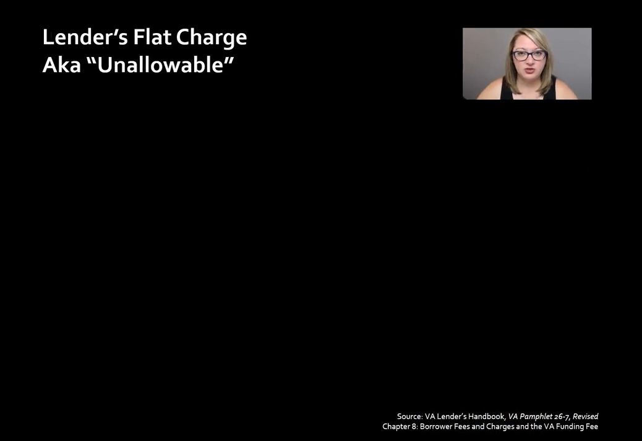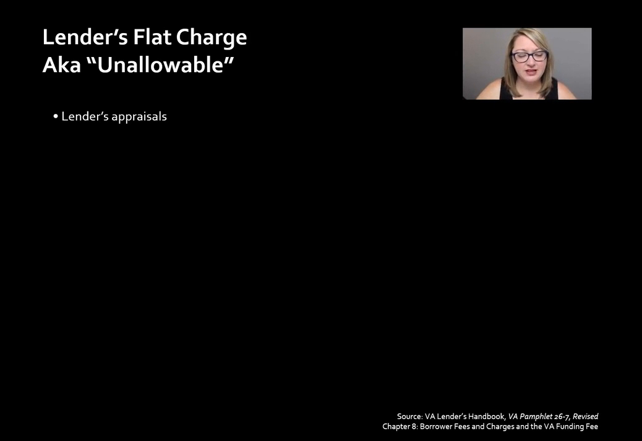So the lender's flat charge. The VA says that the lender can charge up to 1% of the loan amount to the veteran, and they call it the lender's flat charge. Now, the lender does not have to charge a full 1%, and when we go through some examples, it'll help that make a little bit more sense. But basically what the VA is saying is that any fees that fall into the unallowable category need to be covered by the flat charge, or those combined with the lender's flat charge cannot exceed 1% of the loan amount. So let's take a look at these unallowable fees.